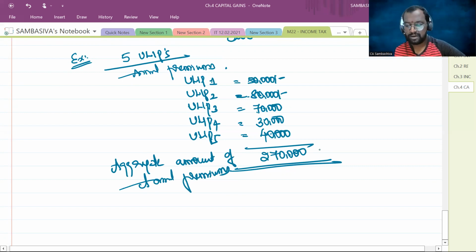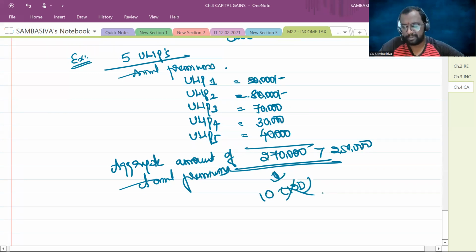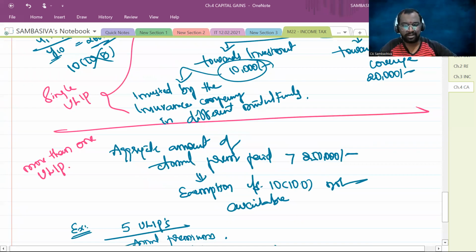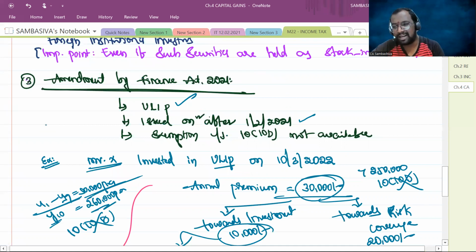2,70,000 rupees, which is greater than 2,50,000. Now in this scenario also, Section 10(10D) exemption benefit is not available. So that means the third condition is also satisfied. What is the third condition? Exemption under Section 10(10D) not available.